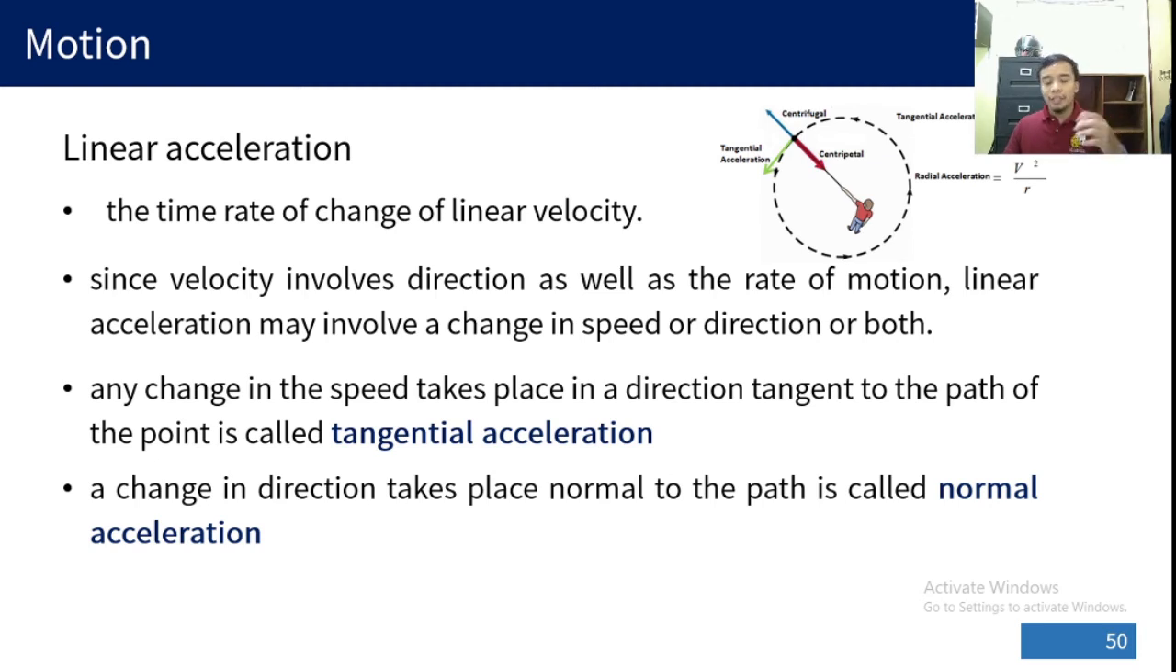So kung i-consider na tong katong duha ka mga components, katong normal and tangential acceleration, ato na to makuha ang linear acceleration by computation by means of computing, pareha sa equation sa Pythagorean theorem. Kuha na to ang square root sa sum sa square sa tangential ug sa normal acceleration. Okay, anyway, the computation ana is ato na siyang ma-discuss sa next nga mga topics, next nga mga modules.